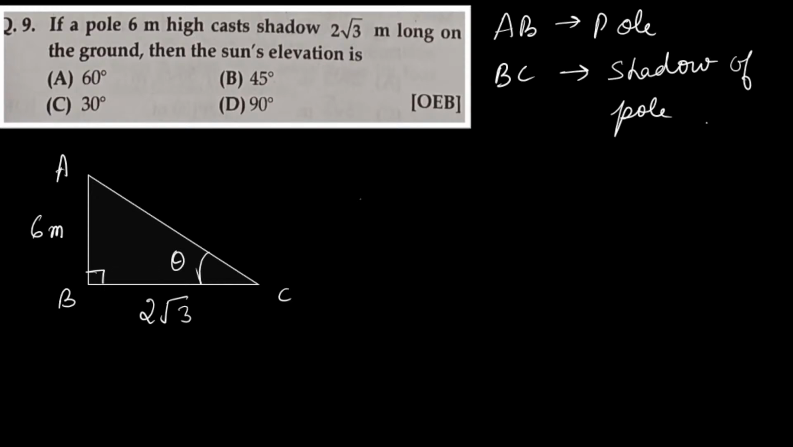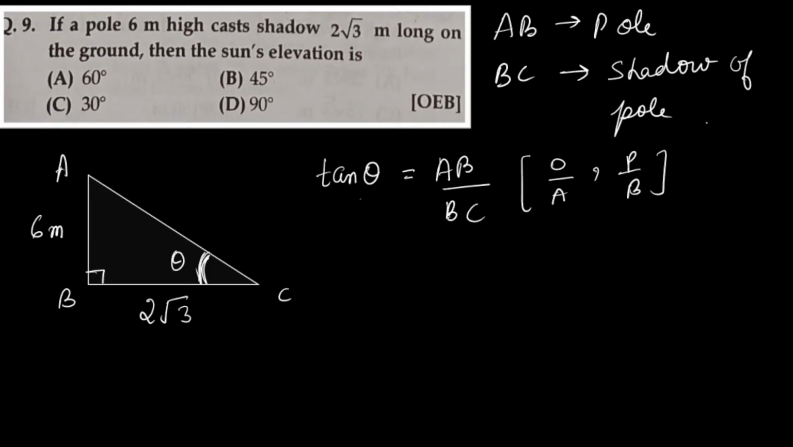This one is similar to the previous question. Now again with respect to theta, perpendicular and base, opposite and adjacent, are involved. So which trigonometric ratio can we use? Two sides are given to us, and with respect to this theta, one side is opposite, that means perpendicular. AB is perpendicular and BC is adjacent. So which trigonometric ratio can we use? Yes, we can use tan theta. So tan theta is equal to AB by BC, opposite by adjacent or perpendicular by base.